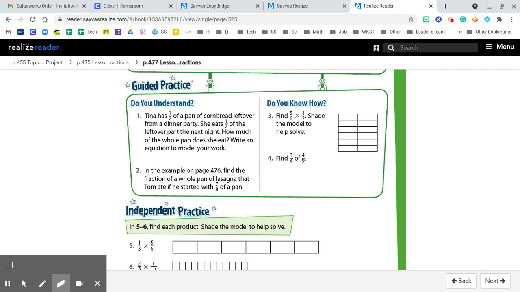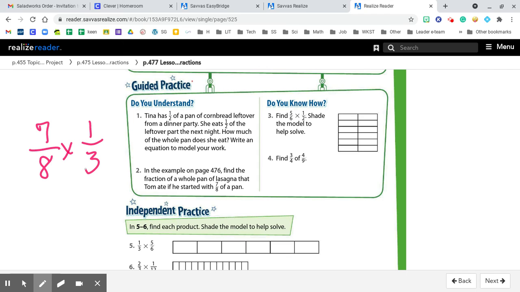In the example on page 476, find the fraction of a whole pan of lasagna that Tom ate if he started with 7/8 of a pan. So if he starts with 7/8 of a pan, and he ate, I got to go back to the other page, and it's 478. Tom ate a third of that amount. So we'll say 7 times 1 is 7, 8 times 3 is 24. So he would have eaten 7/24 of the pan.